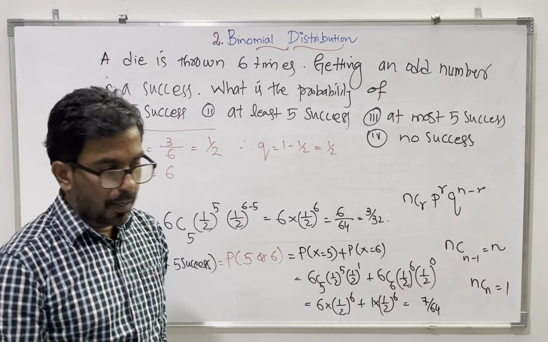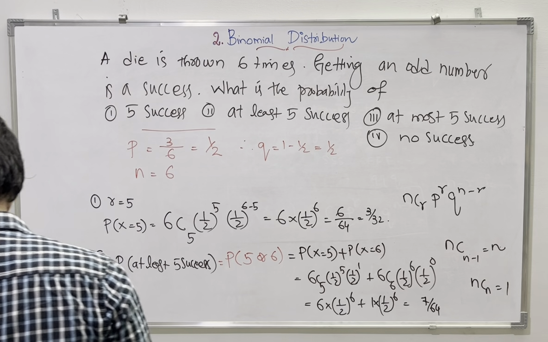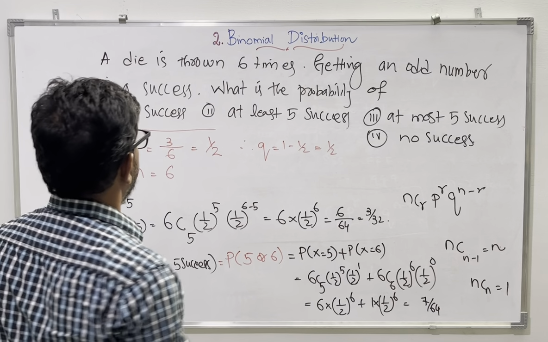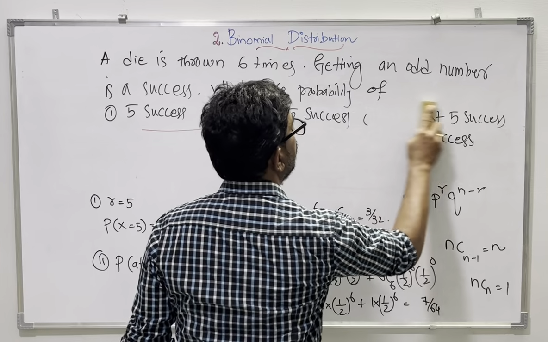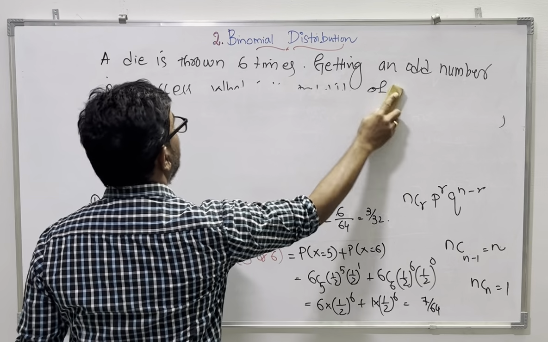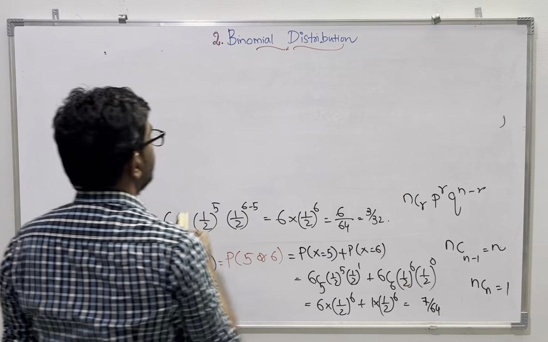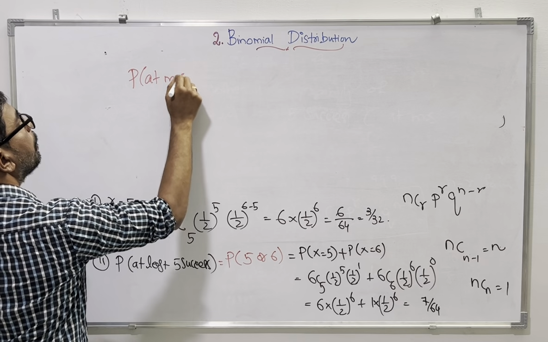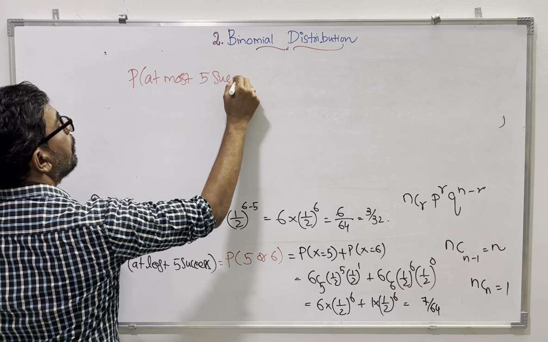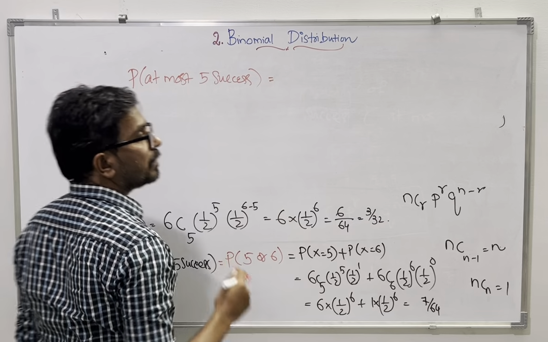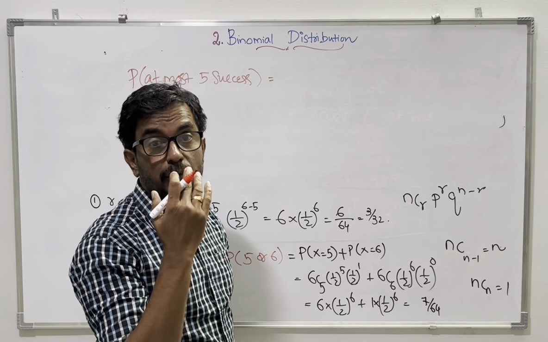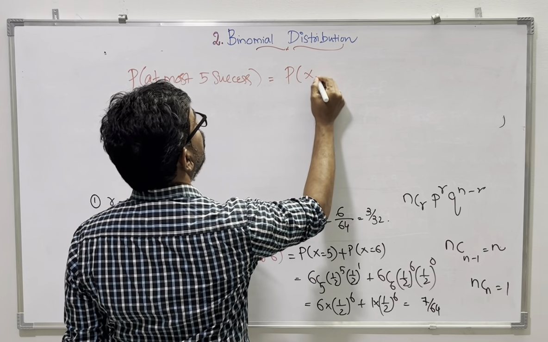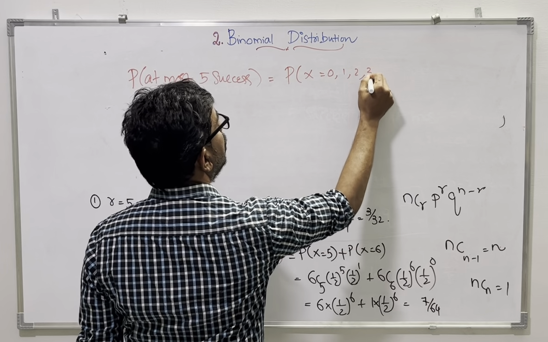Now let us do the third question: at most 5 successes. Sorry, I erased this one. Okay, probability of at most 5 successes. At most 5 successes means maximum you can have 5 only. So it can be 0, 1, 2, 3, 4, 5. This means probability of X equal to 0, 1, 2, 3, 4, 5.